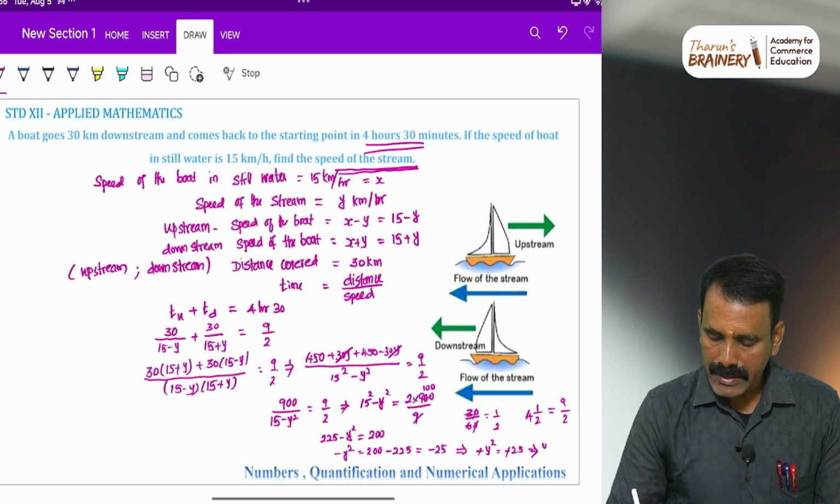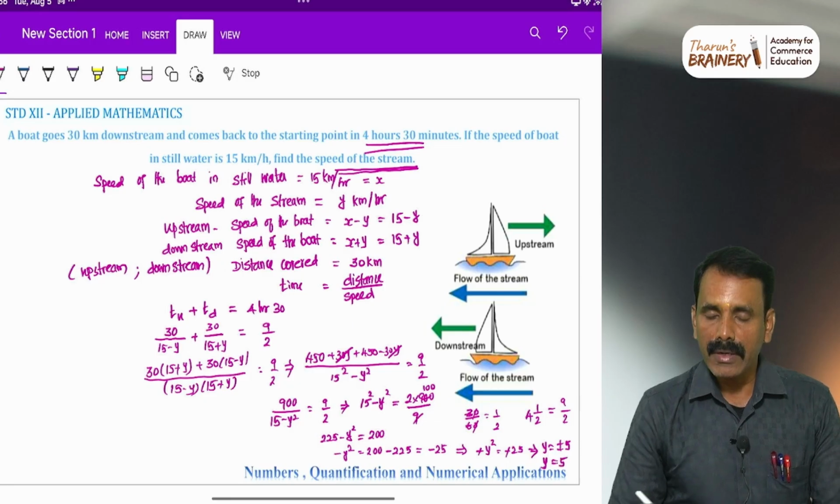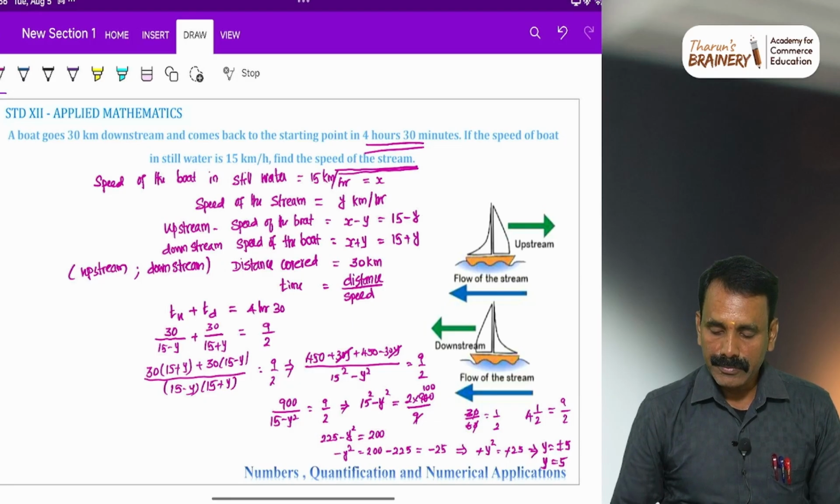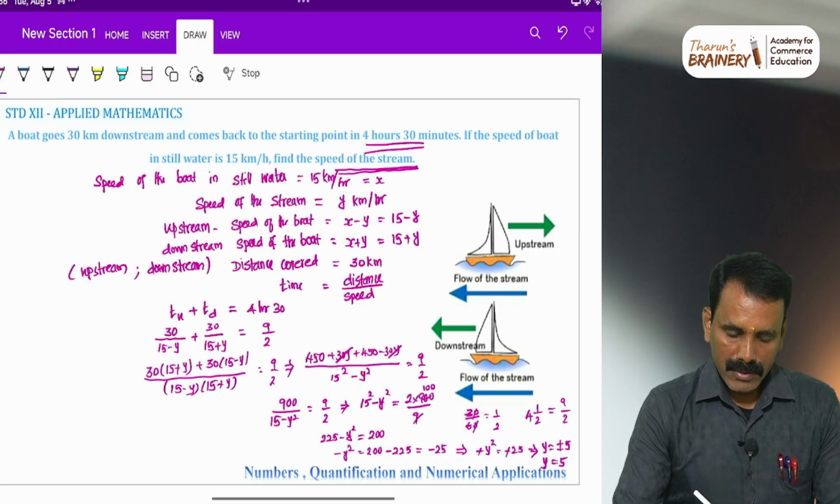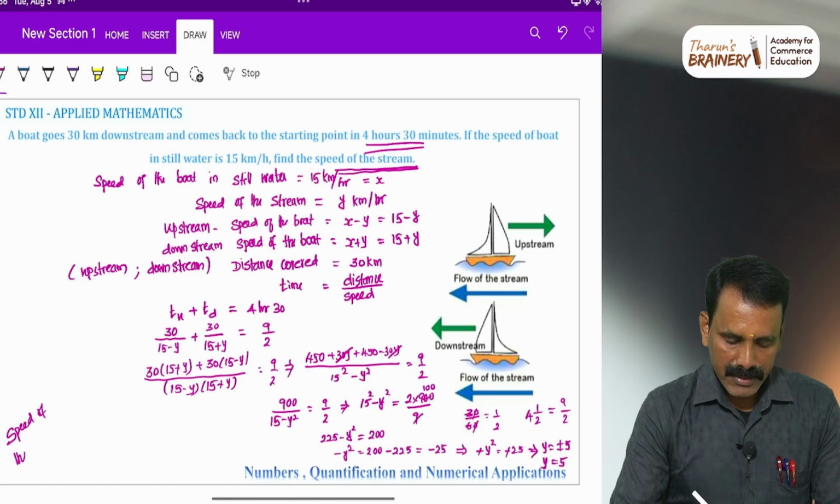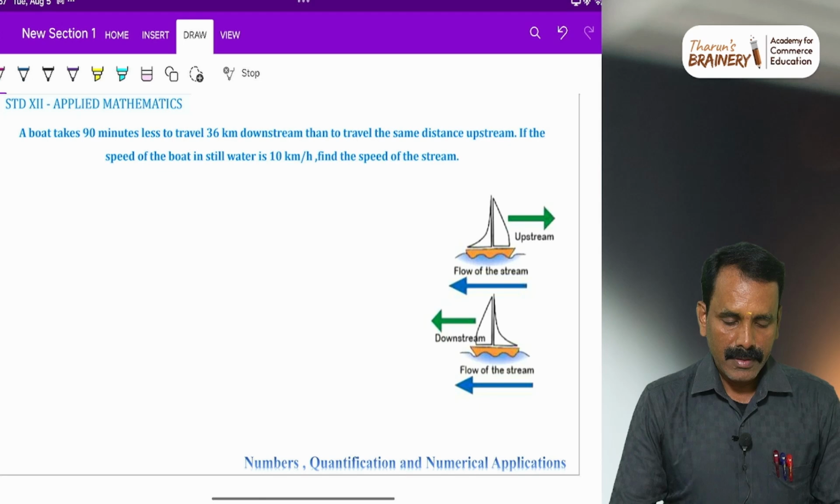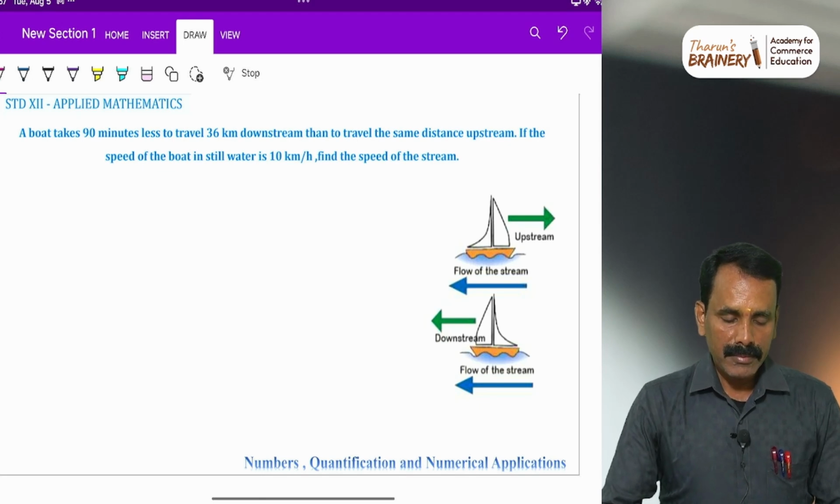which implies y is equal to plus or minus 5, and we take y is equal to plus 5, as y cannot take the negative value. So speed of the stream is 5 kilometer per hour.